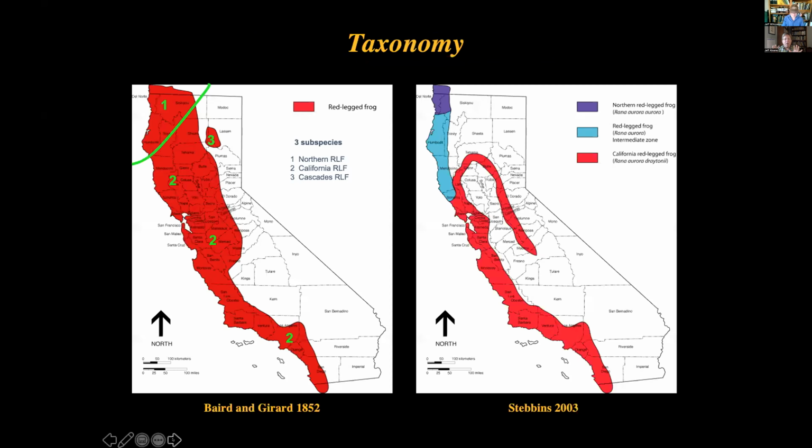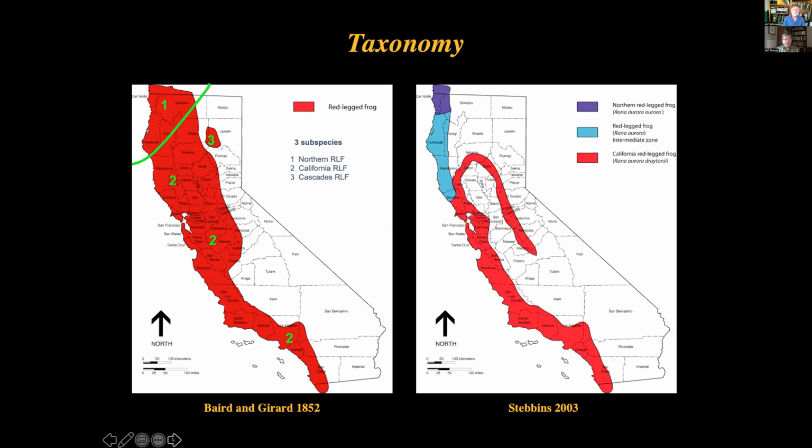So I'm going to jump into taxonomy and distribution. Taxonomy will be very brief because, quite honestly, I roll my eyes at this. On the left-hand side of the screen is the old school version, back when the frog was just described. In 1852, Baird and Girard described the frog as a single species with three subspecies.